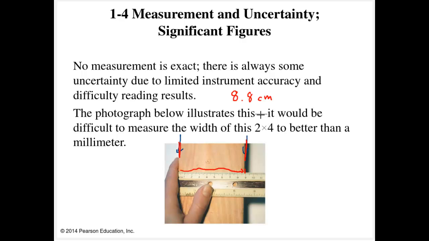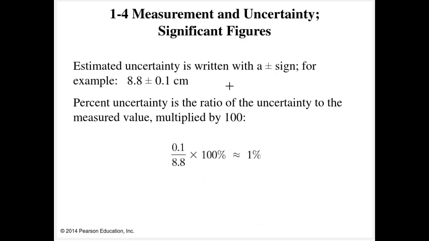Now, there's some difficulty in me trying to read this. It could be 8.9 centimeters. It could be 8.8 centimeters. So there's some uncertainty in any measurement that you make. We can write this uncertainty, here we're talking about the width of that 2x4, using a plus minus sign. We say the width of this 2x4 is going to be 8.8 centimeters plus or minus, give or take, about maybe 1/10 of a centimeter.